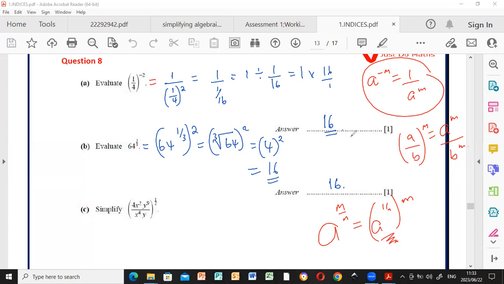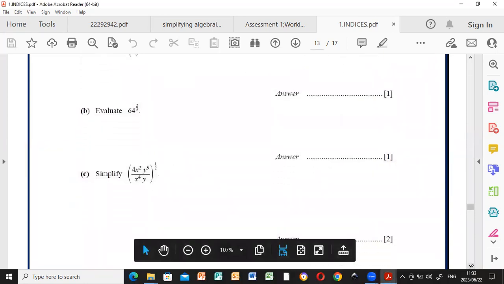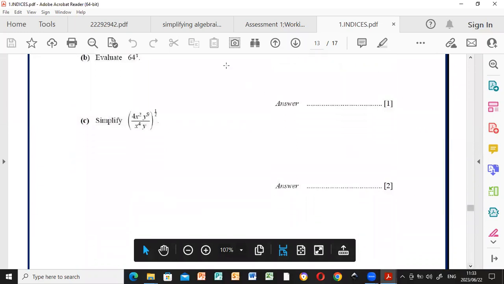This is interesting. Imagine if in an exam you get 16 on part A, you get 16 again on part B, you start doubting your answers. You know, these examiners, they want to test your intelligence.